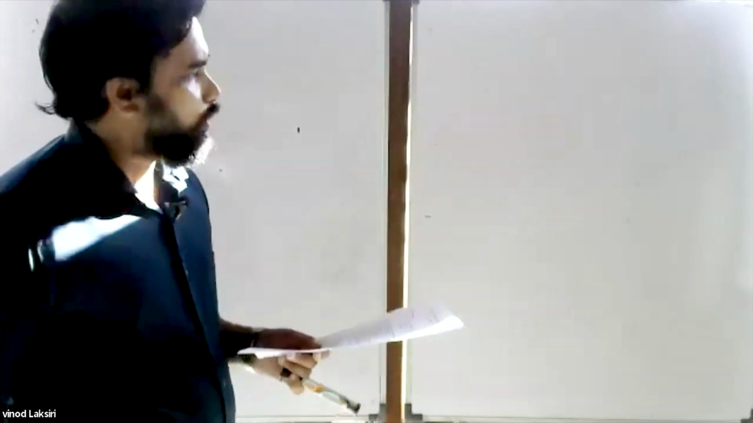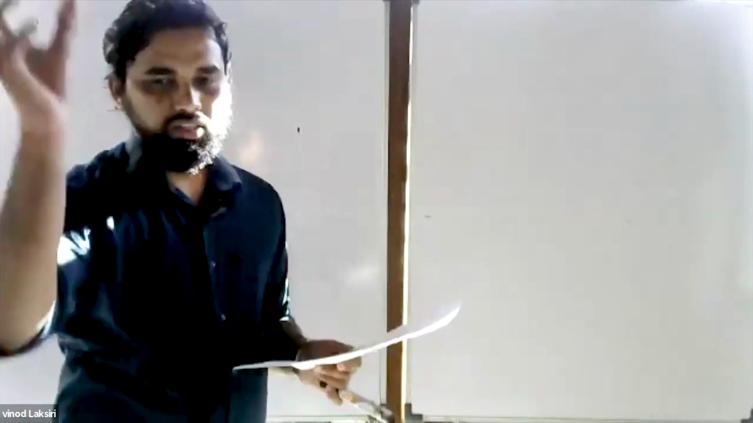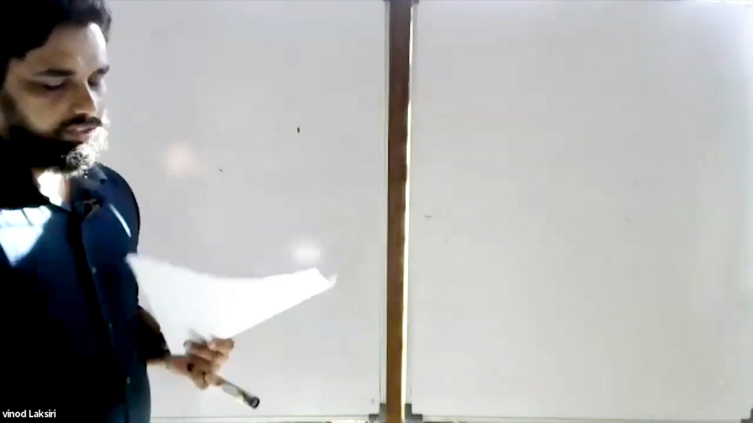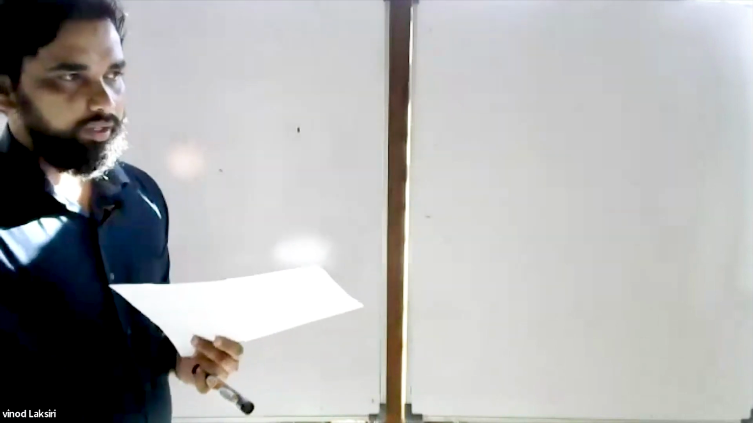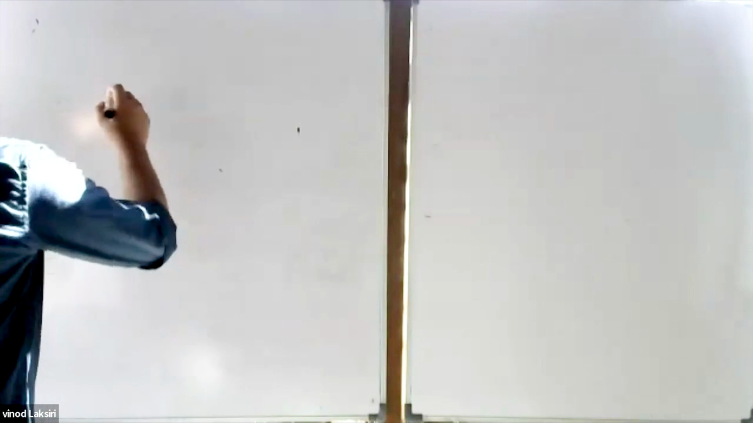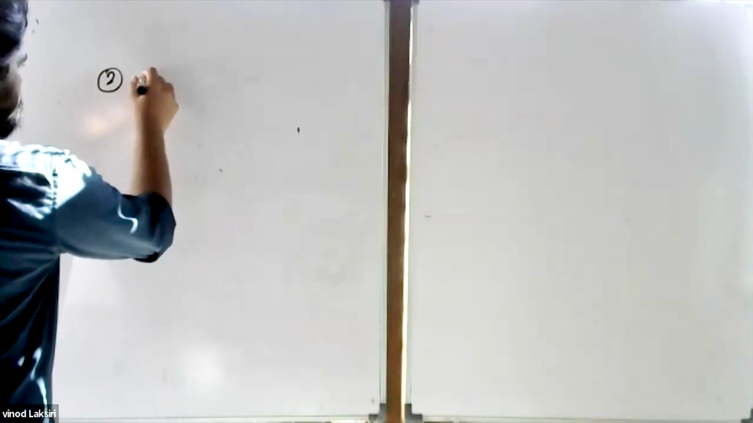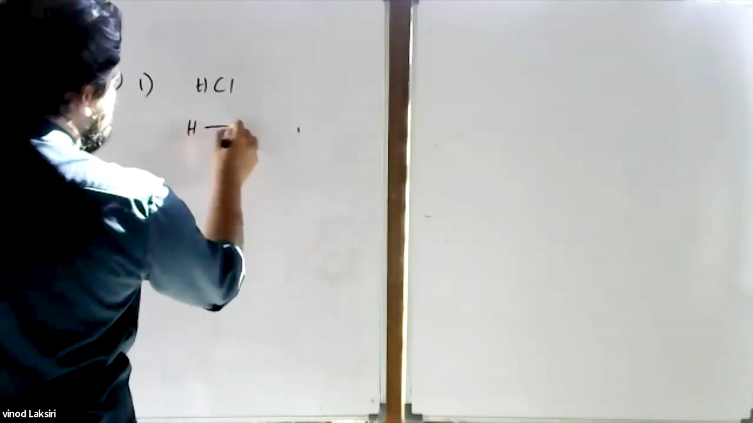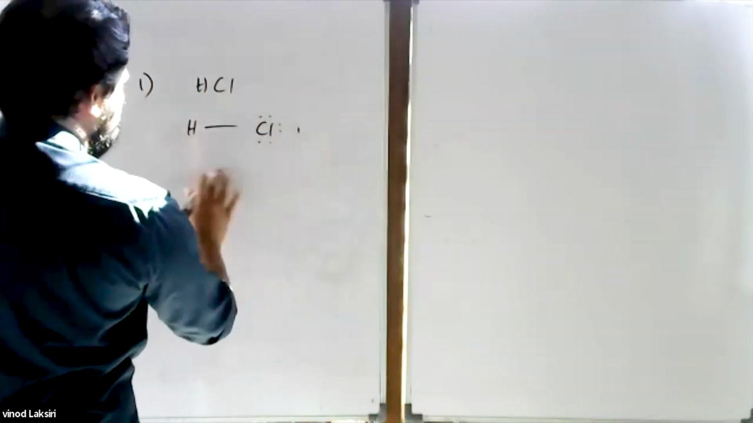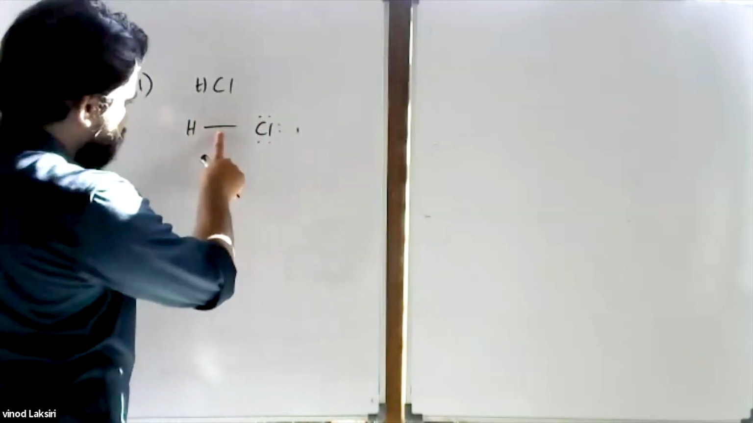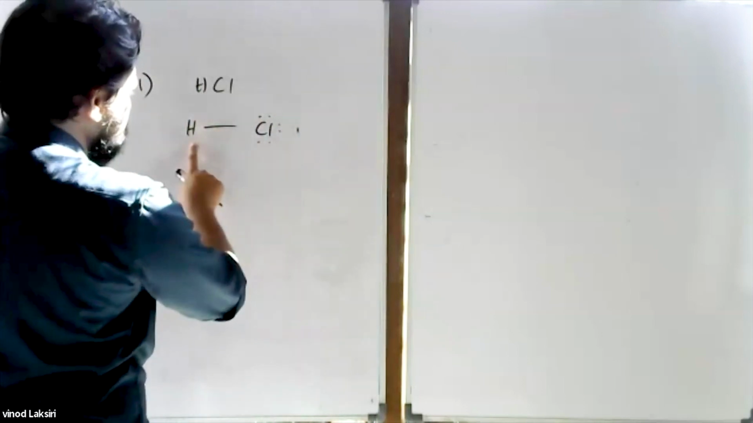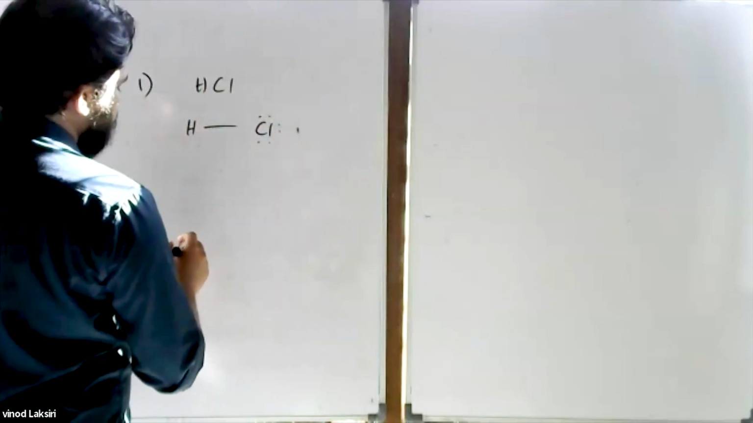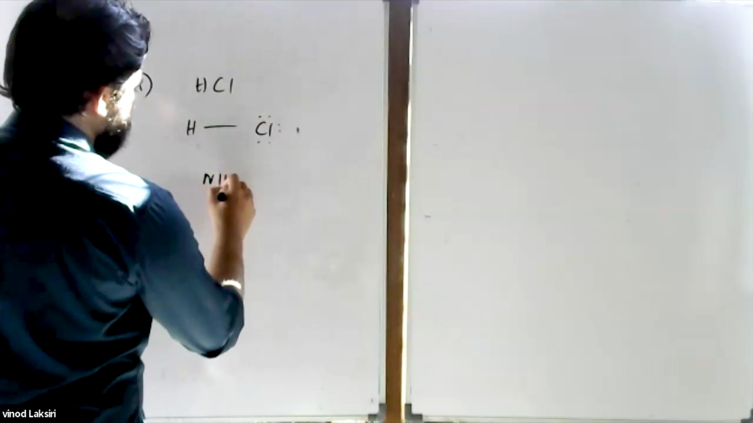In both covalent and dative covalent bonds, two electrons are shared between two atoms, right? So what is the difference between covalent and dative covalent bond? I will write down an example. Now consider HCl. Here there is a covalent bond, so here there are two electrons. These two electrons are shared between hydrogen and chlorine, right? And here I will draw the dative covalent bond like NH4+.